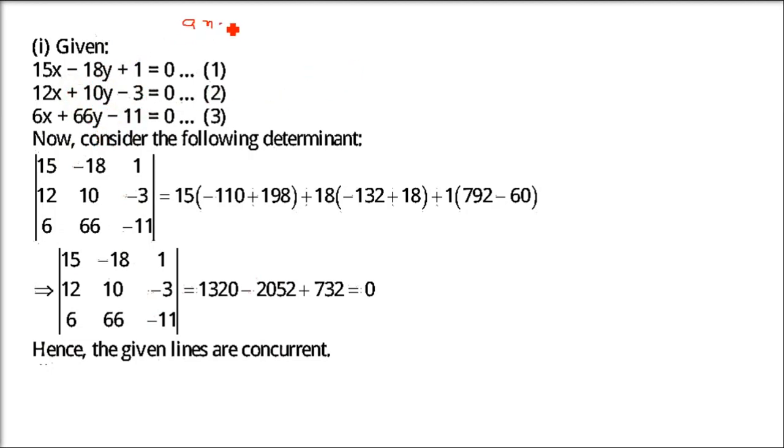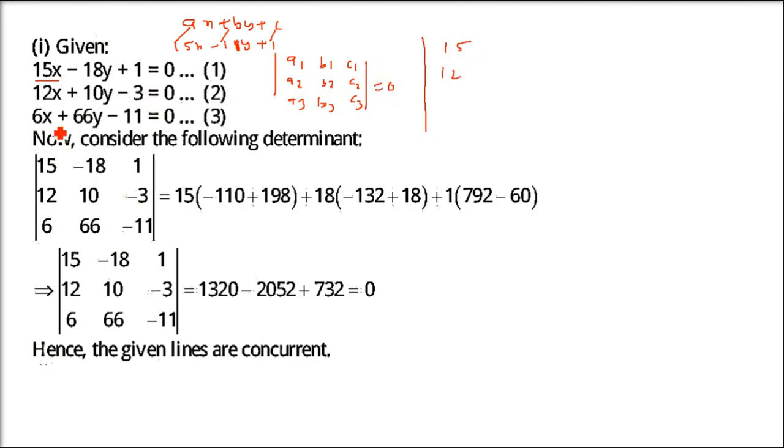So when we have this line, we will compare it with ax plus by plus c, every line. If we have 15x minus 18y plus 1 equals 0, that is a is 15, b is minus 18 and c is 1. So we do it for all others: a1, b1, c1, a2, b2, c2 and a3, b3, c3. So when we do this, we write it here. Let me write the formula first: a1, a2, a3, b1, b2, b3 and c1, c2, c3. So this equals 0. If it is equal to 0, then these 3 are concurrent.